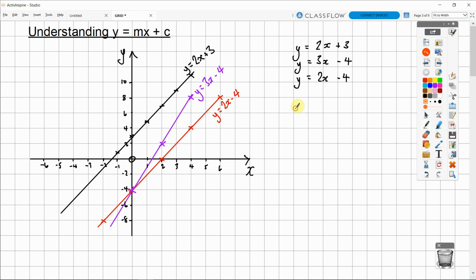And you can see that all of them have exactly the same kind of structure. They all start with a y equals. They always have a number, which I'm going to call m. Then there's always an x. And then there's a number. It might be a positive, it might be a negative, but I'm calling it plus c. And all of these three equations, which all took this format, they all ended up making straight lines.